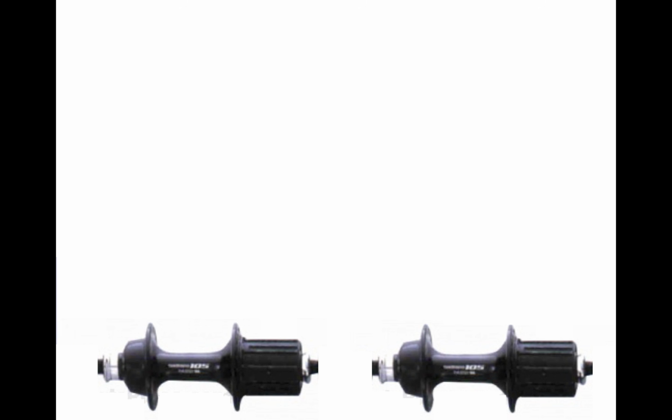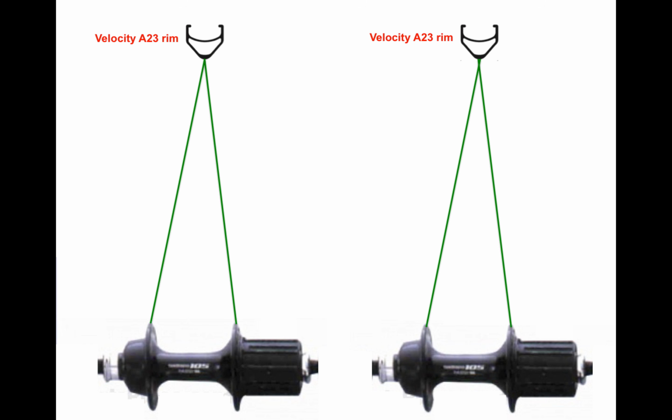We're going to build 2 wheels for comparison. Here we see 2 Shimano 105 hubs, and here we have laced those up to Velocity 823 rims. The wheel on the left is a 32 spoke as well as the one on the right, but the one on the left we're going to lace up as a 3-cross, and the one on the right we're going to lace up as a 2-cross.